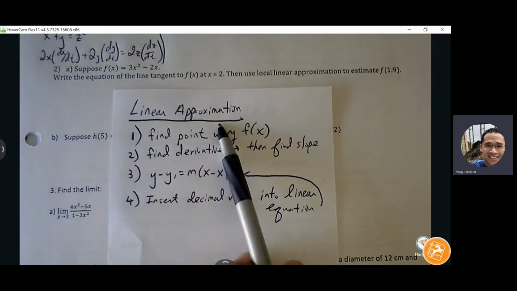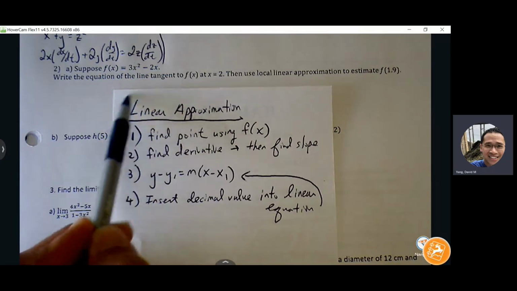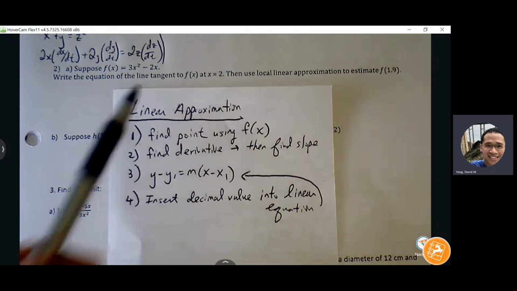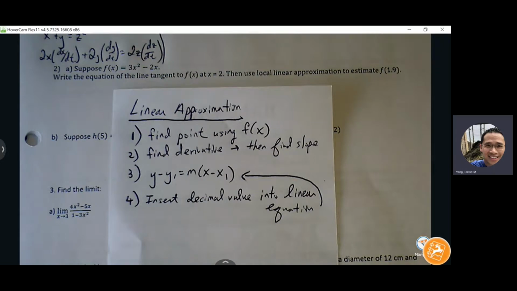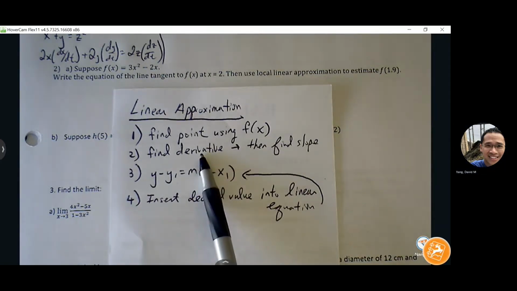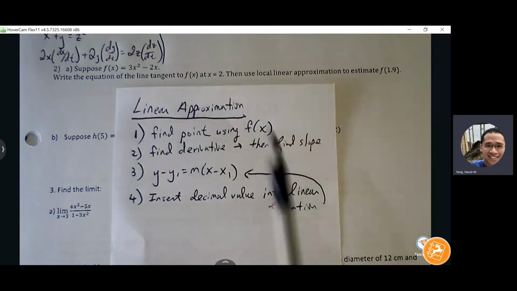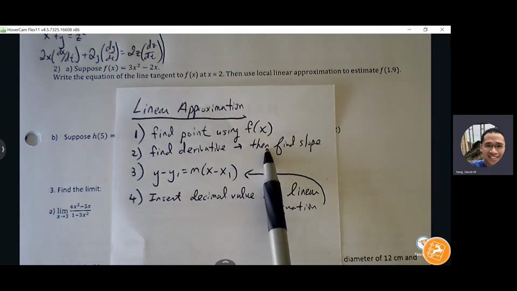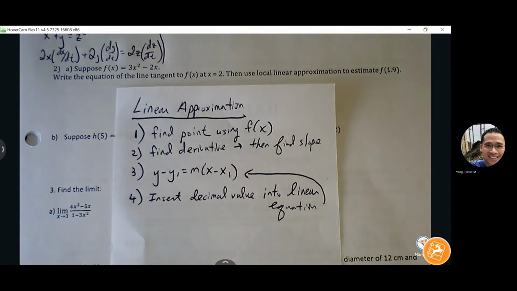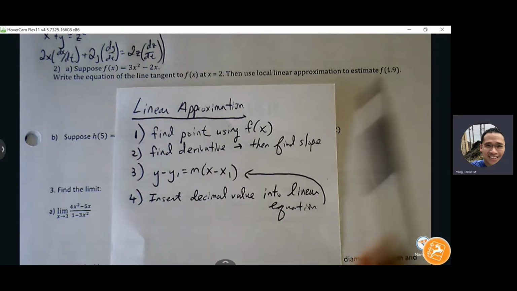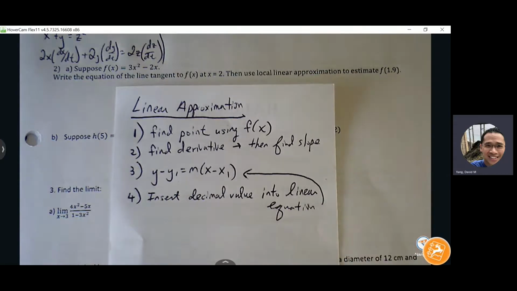Okay, so first thing is we're going to focus on the linear portion of this concept, and that is finding that tangent line equation. So using the function and the x value, we can find the ordered pair, and then we can find the derivative. From the derivative, we can use the x value to find the slope. Once you have your ordered pair and your slope, you can put it in point-slope form. And then once you have your equation of your tangent line, then you just insert whatever decimal value they ask you to insert. So see if you can go through these steps with these instructions and see if that makes sense.